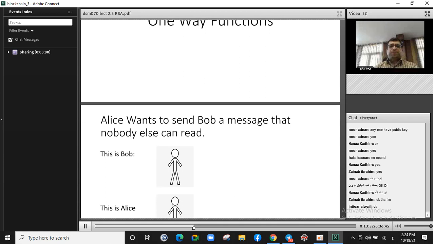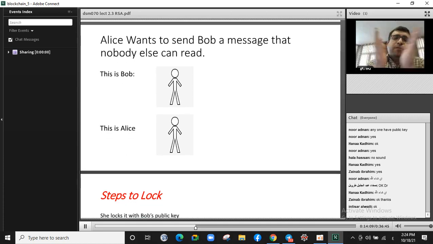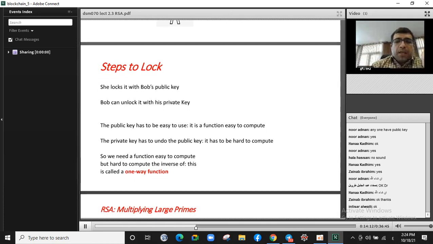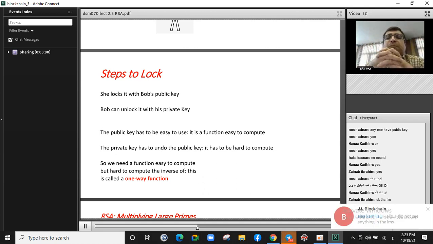Why? You can see now. Suppose that Alice wants to send Bob a message and she wants nobody else to be able to read it. So, as I said, the message must be encrypted. But how? If Alice wants to send a message, she must lock the message with Bob's public key, and after that, Bob can unlock the message with his private key.